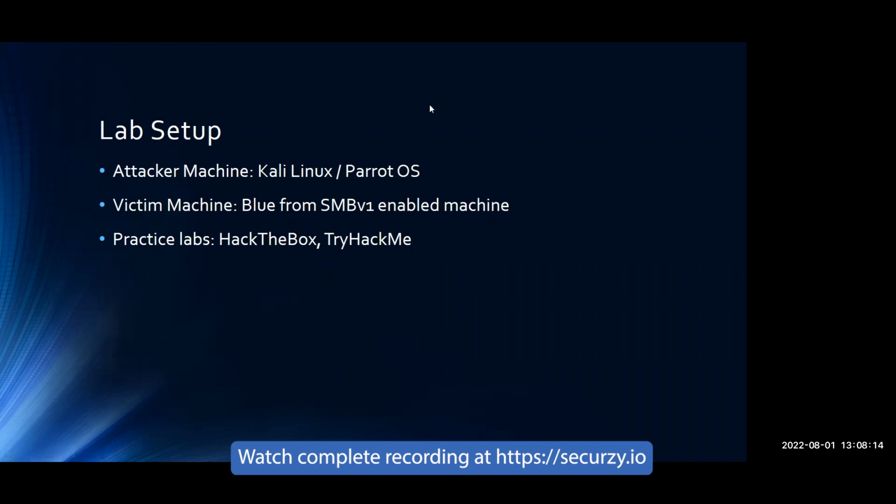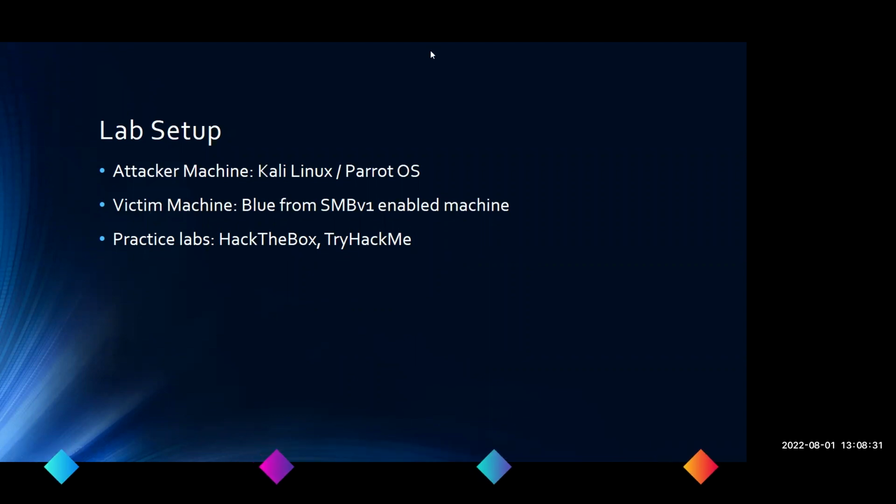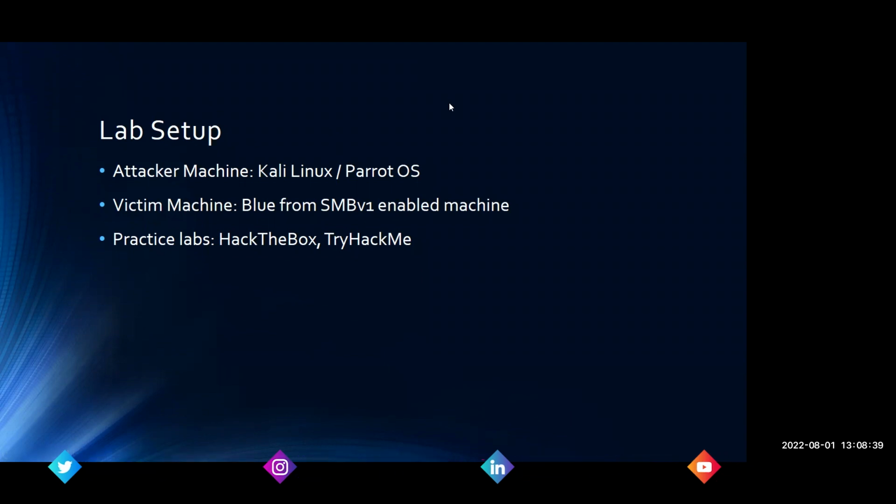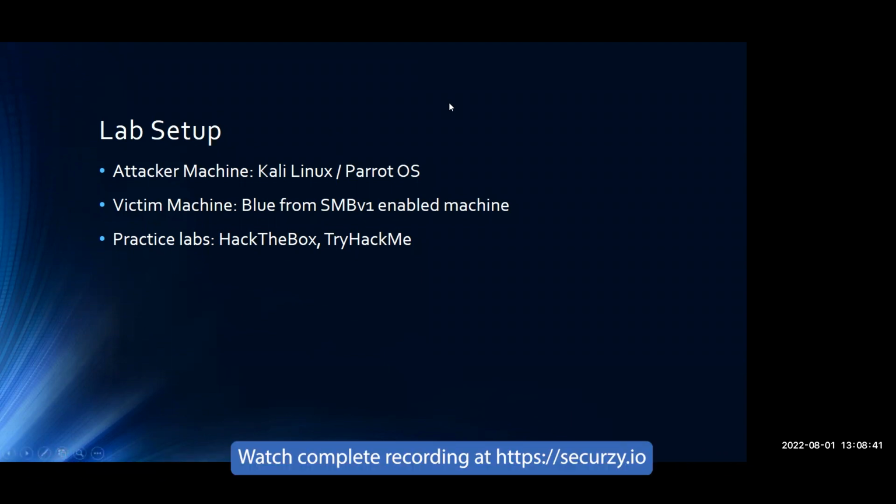But if you need, I'll share it with you. I have already configured one Windows machine that is vulnerable to SMB version 1. If you guys want, I can share it. There is a channel in the security Discord group for today's webinar. I'll share the vulnerable VM link there.